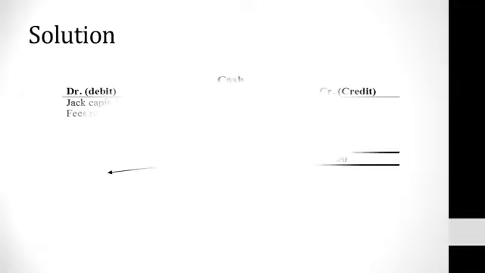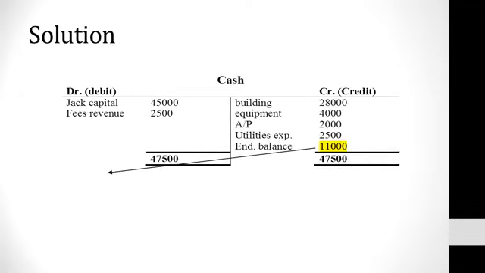So we are going to make a T account for cash and post or transfer all the figures of cash within the T account of cash. Here are the debit figures, here are the credit figures, and we are going to do the same for all the 10 accounts. By now we have a debit side with some figures and a credit side with some figures. Let's see how we calculate the balance for each account.